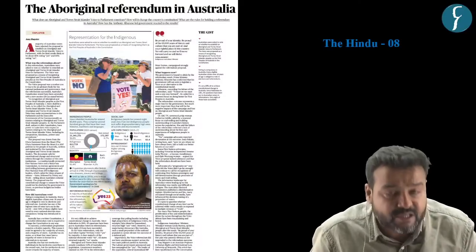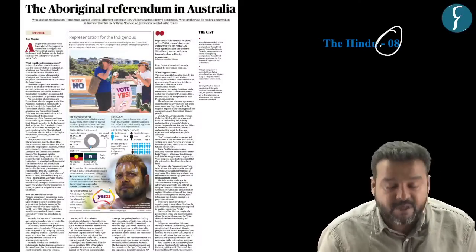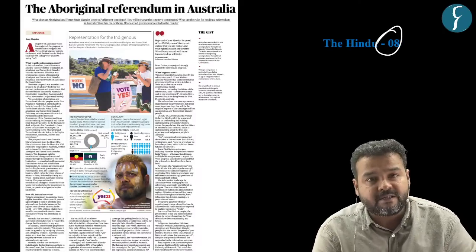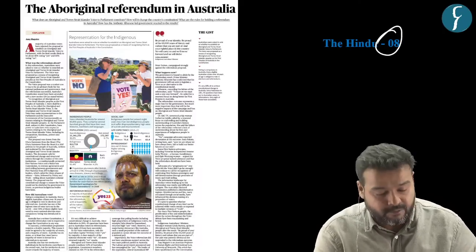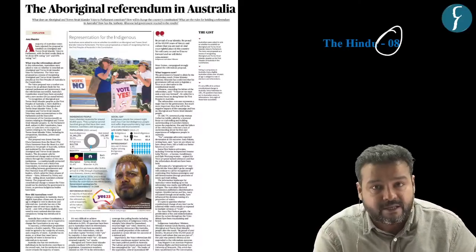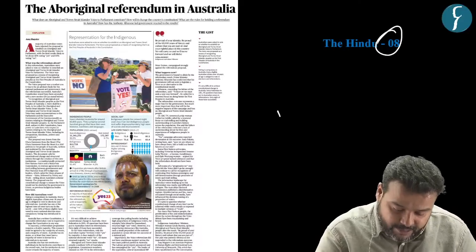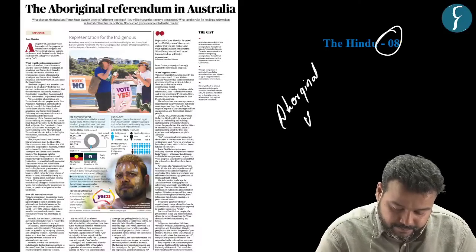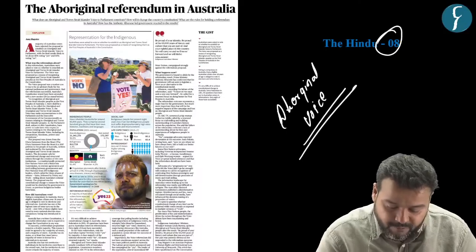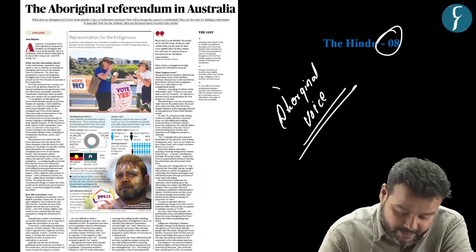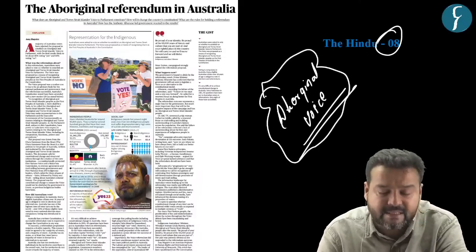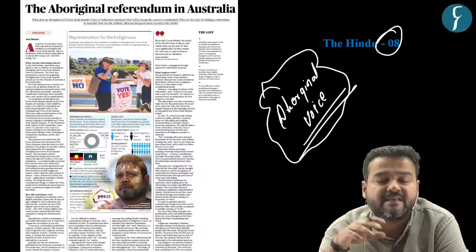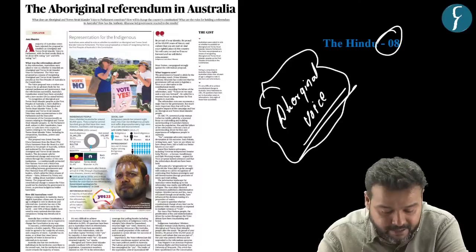Now the next question is related to this news which featured on page number 8 of the Hindu newspaper. News is related to a referendum which happened in Australia, and it is related to the issue of Aboriginal voice in Parliament. So the details regarding this referendum and issue of Australia is not that important from our perspective.